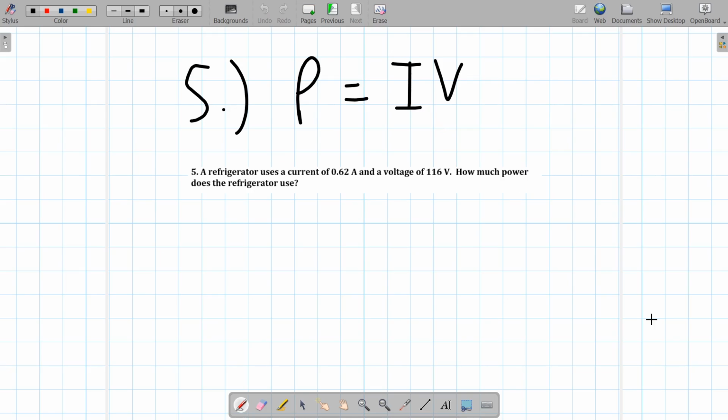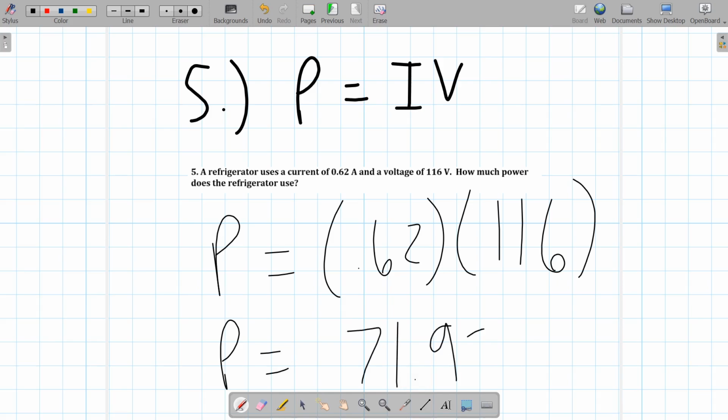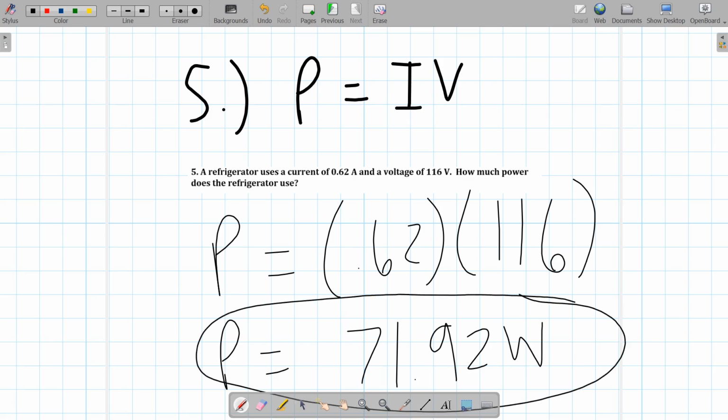Last one, number 5, says a refrigerator uses a current of 0.62 amps and a voltage of 116 volts. How much power does the refrigerator use? So just plug everything in. Current is 0.62. Voltage is 116. So that means the power is 71.92 watts. So in other words, the refrigerator uses basically 71.92 joules every second, because that's what power is. That's what watts refers to: energy divided by time.